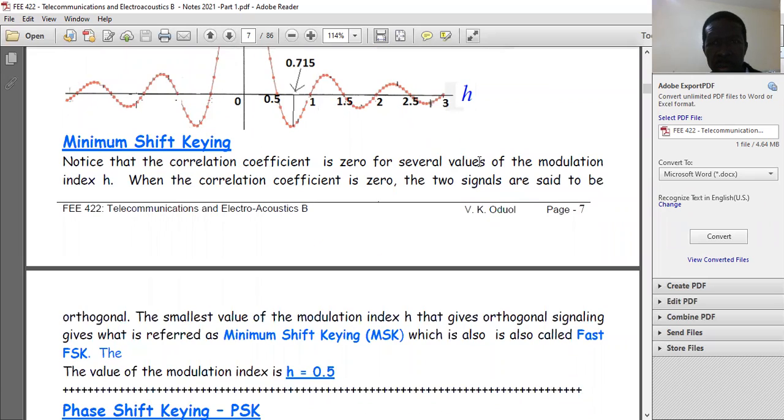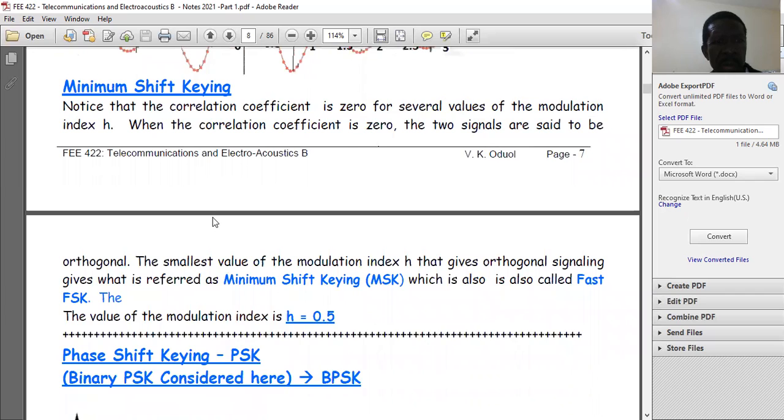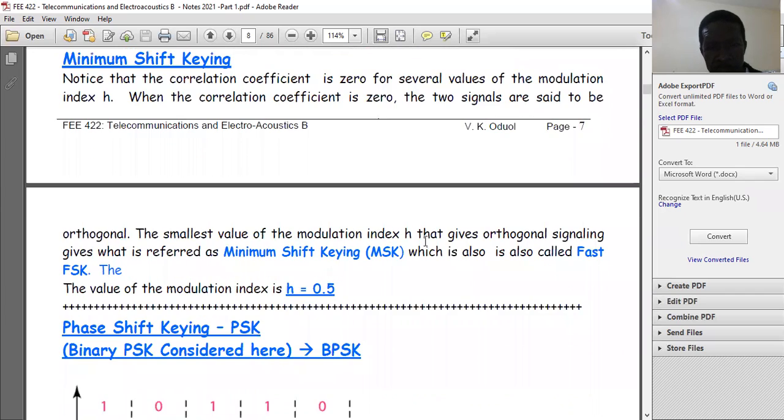The correlation coefficient is 0 for several values of h, but you look for the minimum value, the smallest value of the modulation index h that gives orthogonal signaling, and that's called minimum shift keying, which some people also call fast FSK.